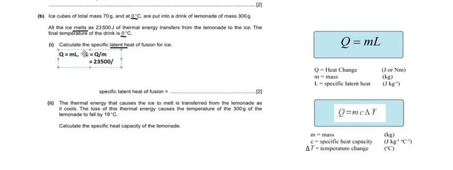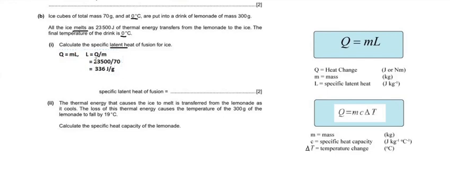Divided by the mass of the ice, that is nothing but the 70 gram. So I can put here the value of the 70 gram. So if you calculate this value, 23,500 divided by 70, it is coming out to be about 336 joule by gram. Joule by gram. So why is it joule by gram?